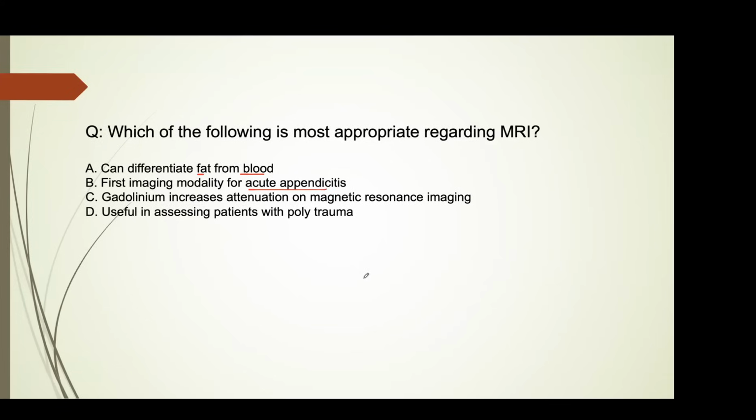So is it A or B, first imaging modality for acute appendicitis? C, gadolinium increases attenuation on MRI? Or is it D, useful for assessing patients with polytrauma? Okay, so I'm seeing quite a few C's, but the answer for this one's actually A, right?